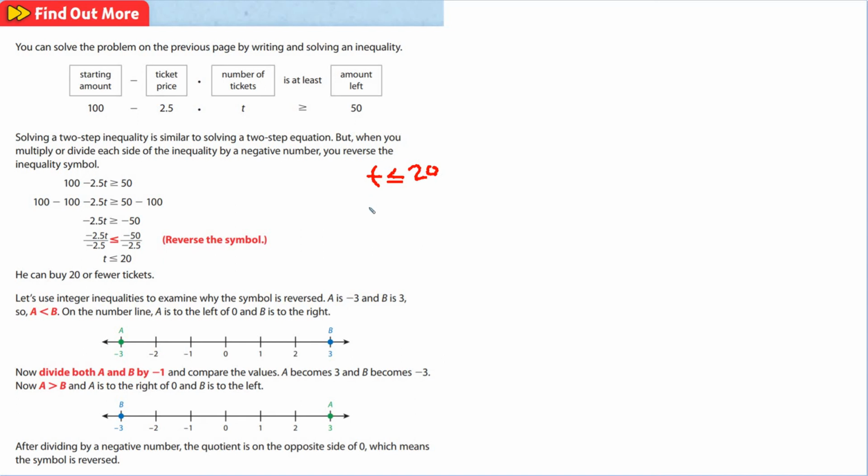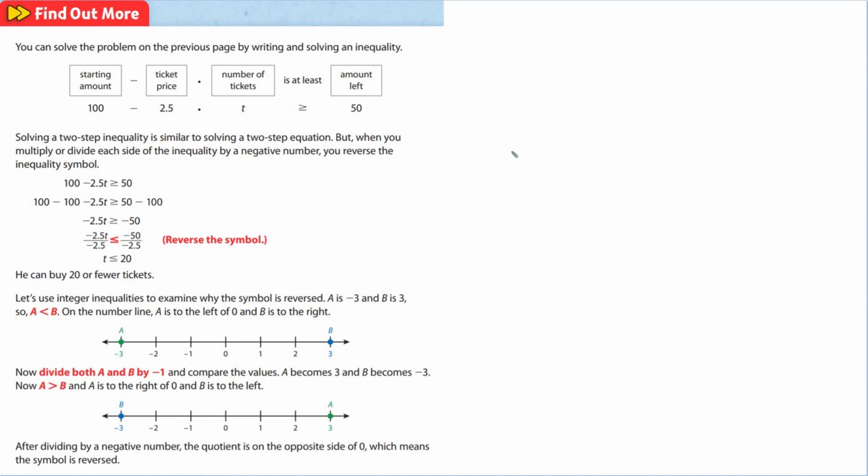Think about that. So t could be 19, it could be 18, it could be 20, right? Because it's less than or equal to. It can't be 19.5. For some problems, it would be, but not this case. You can't buy half of a ticket. It can't be 19.6. Can't buy a point of a ticket. Okay, let me break that down further with a flowchart so you guys can see that.